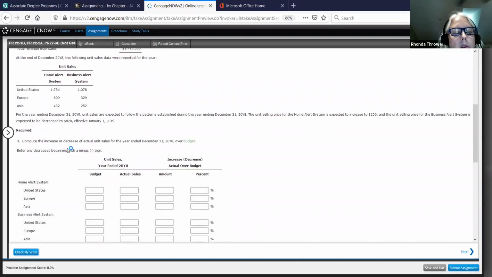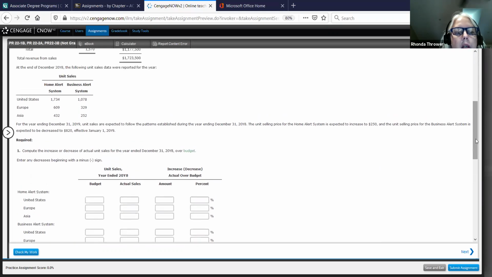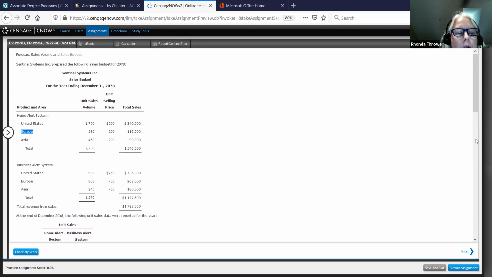What they wanted you to do is to compute the increase or decrease of actual unit sales during the year 2008 over what they had budgeted. So this is something that management would use after the year had ended to see how well their budget had performed or how the budget did during the period of time that was measured. So we're going to start with the home alert system, and we're going to start with the budgeted amount that we came up with before this period started.